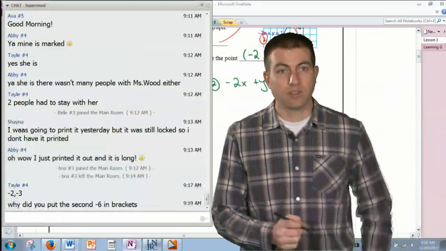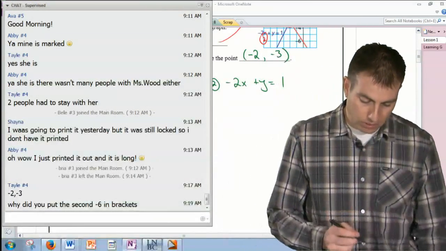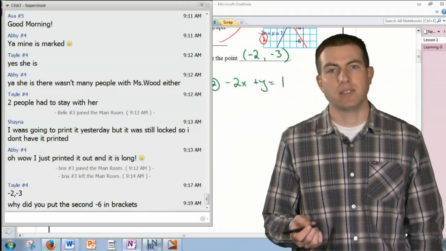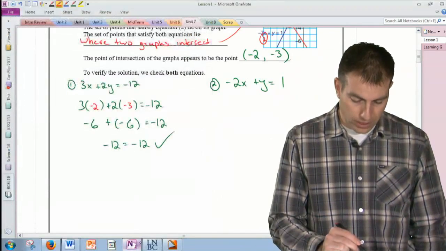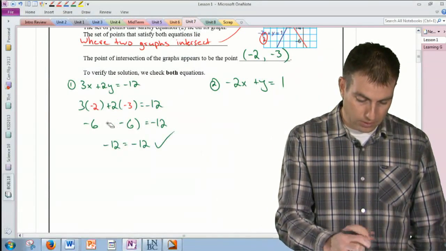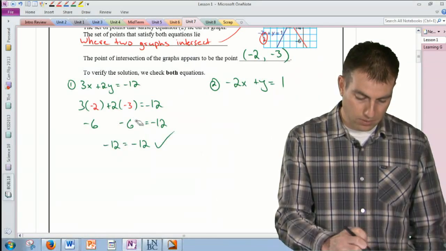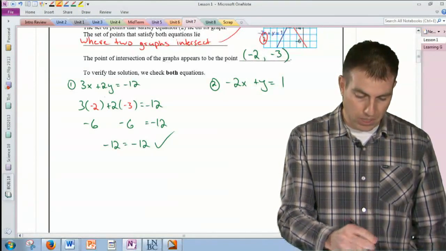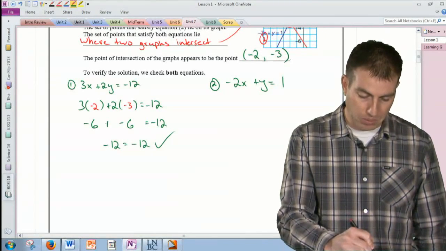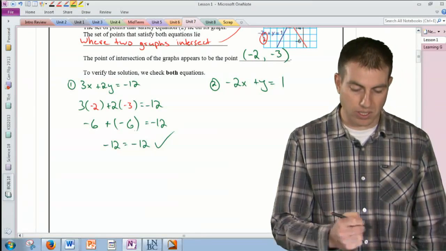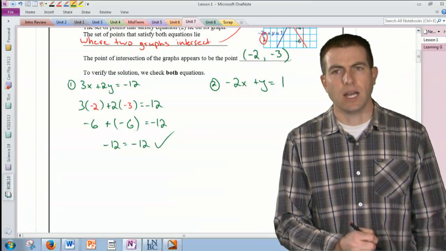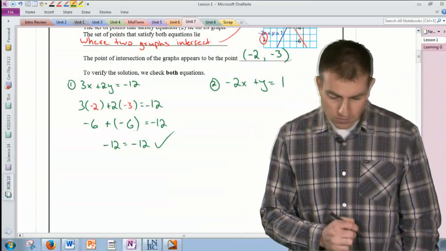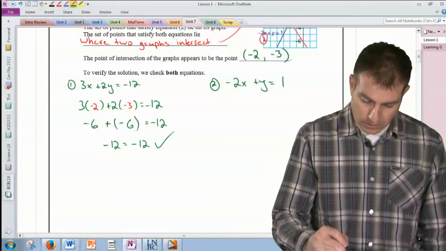Why did I put the -6 in brackets? It was just to make sure I was careful with my signs. I could have written it as plus -6 like that. I just wanted to maintain this plus sign that I had up above. And then 2 times -3 is -6. So I was just trying to be careful there with how I wrote that down. Let's look at the next one.